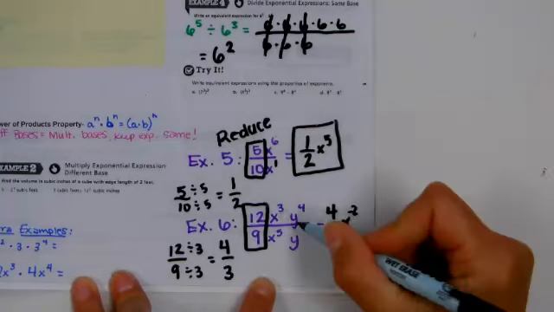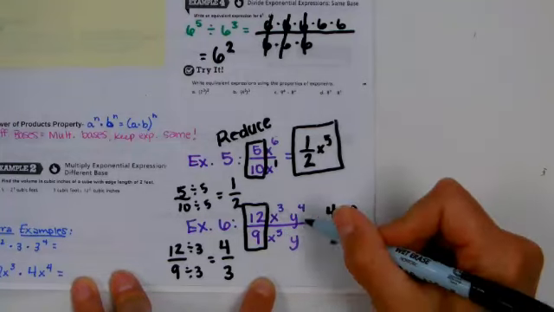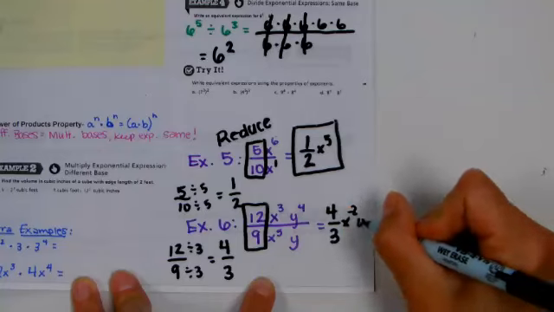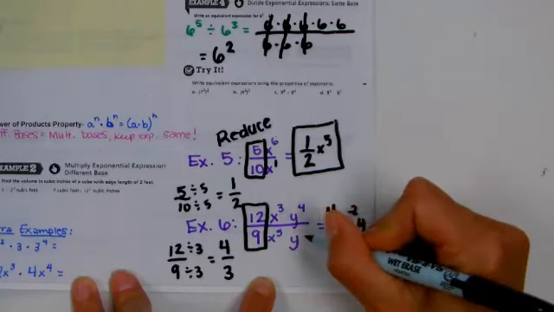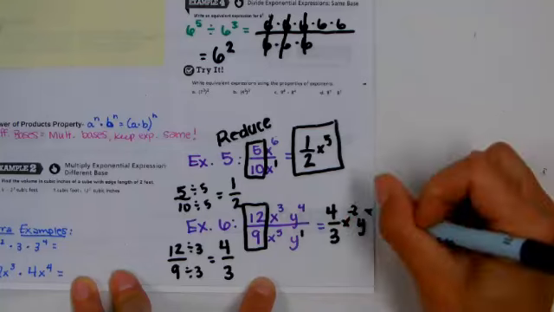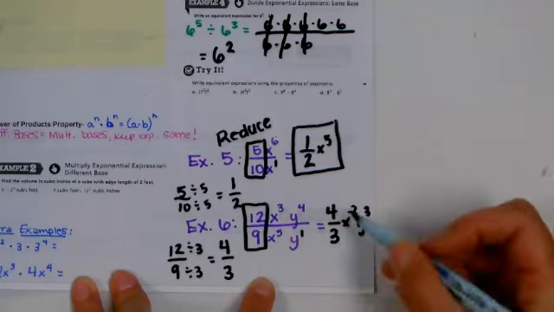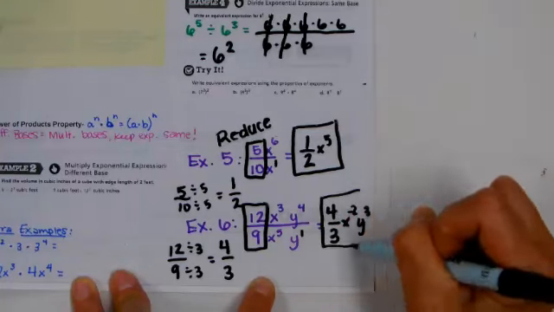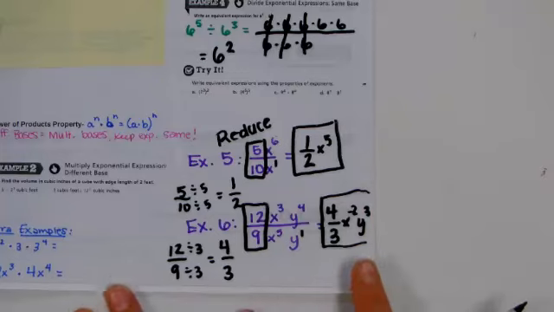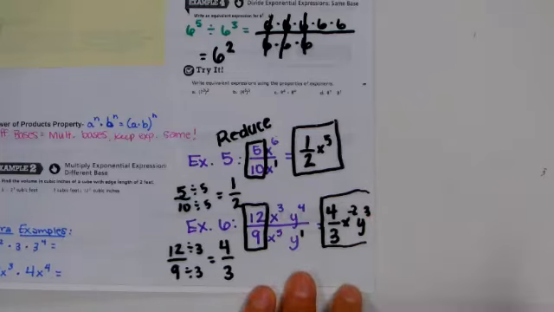And then the y, we're going to do the same thing. We'll keep the y on here, and we're going to subtract 4 minus a hidden 1. And so that's going to be y to the third. And this is going to be our final answer then for today. Next week, we will be going one step further and taking care of that negative exponent. But for now, that's what we need to know.